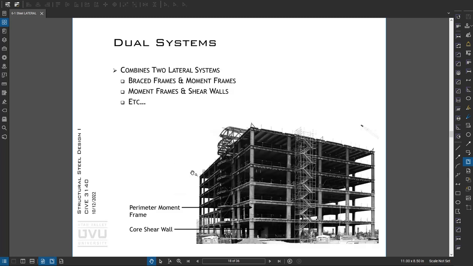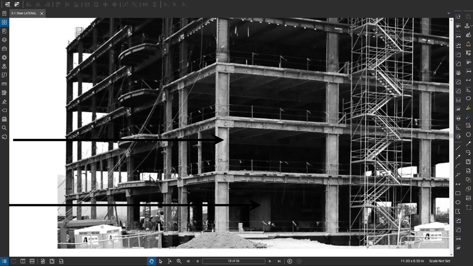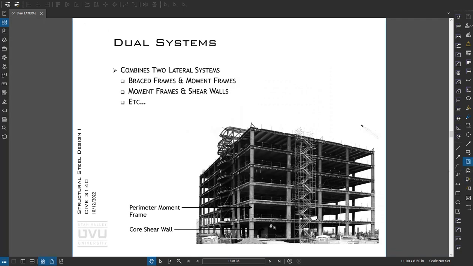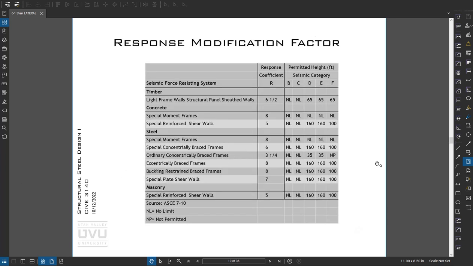In dual systems, sometimes we'll see buildings that have brace frames and moment frames, or moment frames and shear walls. This is a picture of a building that has a perimeter moment frame and then an interior shear wall at the core, which goes up through the whole building. It's not the easiest to see, but there's basically quite a nice shear wall on the inside of that building. It does a lot of work. And the reason we did that was to reduce the size of the moment frame columns so the contractor could get those faster.